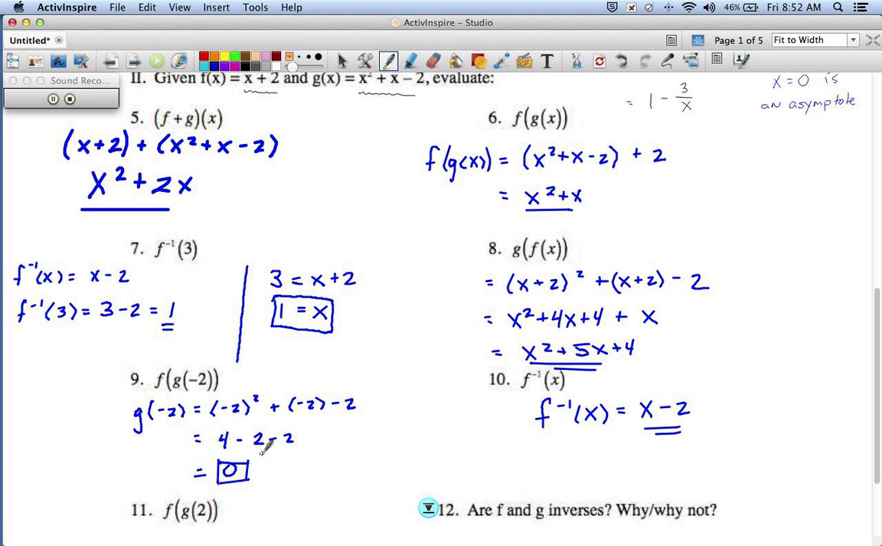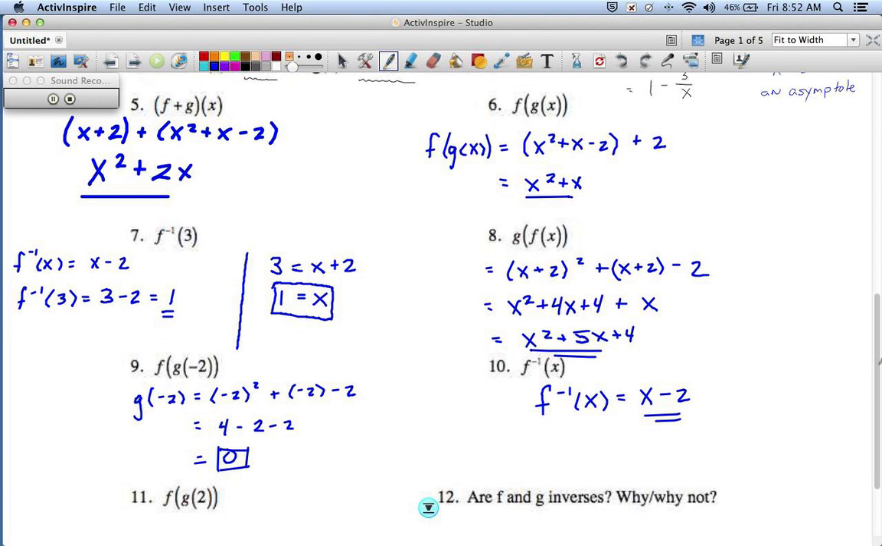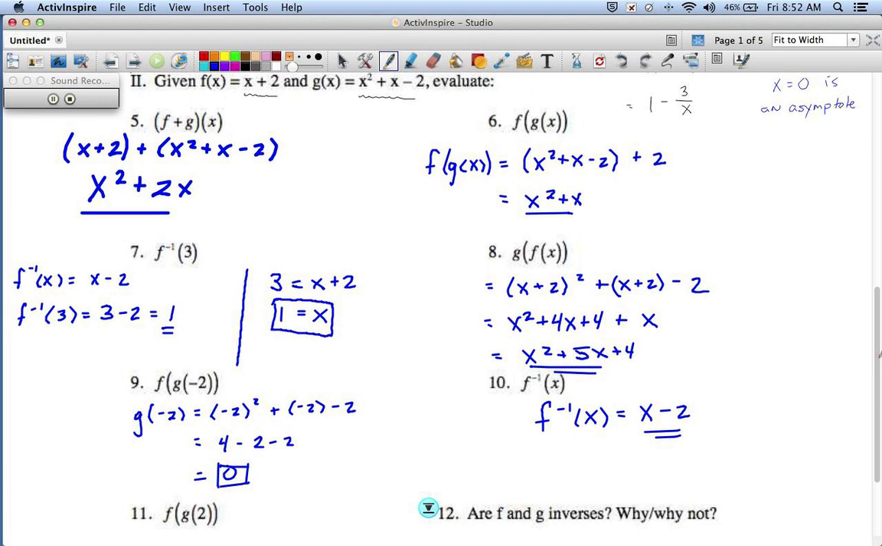And f of g of 2. Well, I think I can remember what the rest of these are here. In fact, now I'm thinking about it, I do not believe I finished doing number 9. This thing's a little delayed here right now. So this is just g of negative 2. I still need to do f of that. So now I can go and say f of 0 will be 0 plus 2, which is 2. Now I'm done.